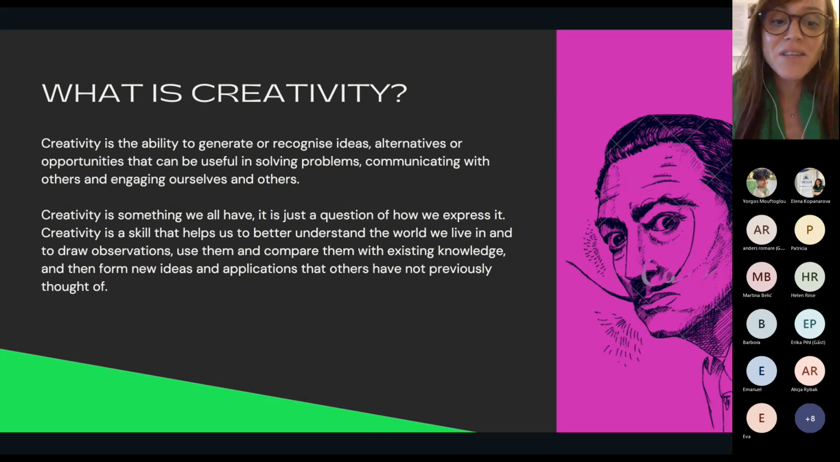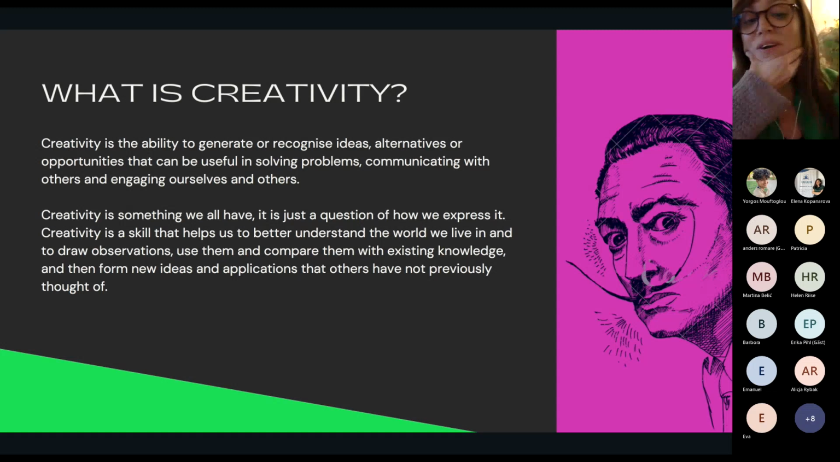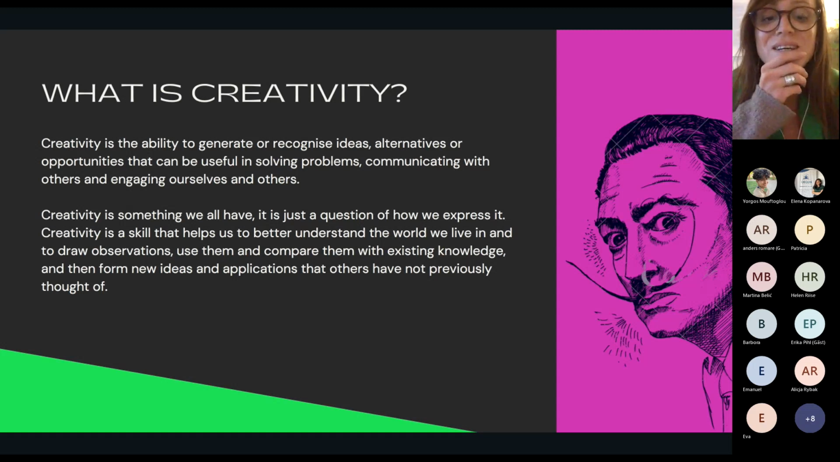So what is creativity? Creativity is, as you know, the ability to generate or recognize ideas, alternatives or opportunities that can be useful in problem solving, communicating with others, and engaging ourselves in other types of activity, for example. Creativity is also a valuable life skill, because it can be a useful tool for developing new ideas, increasing our efficiency, and devising solutions to complex systems.